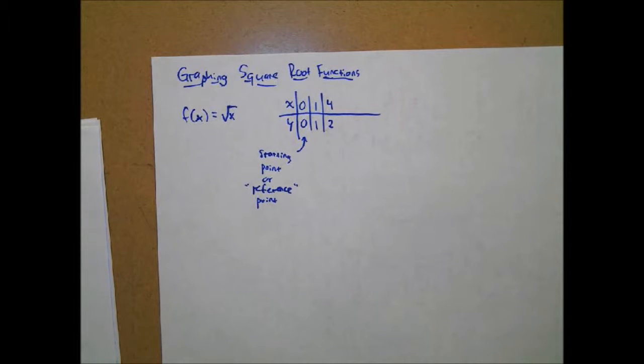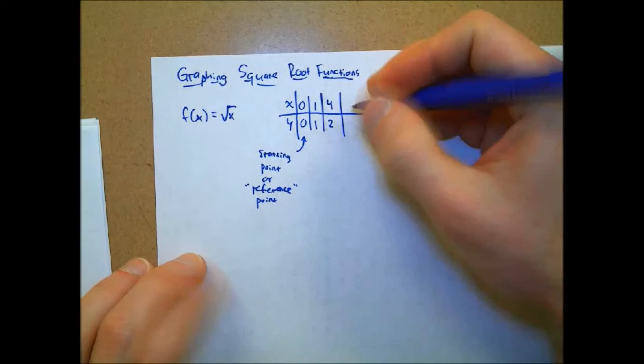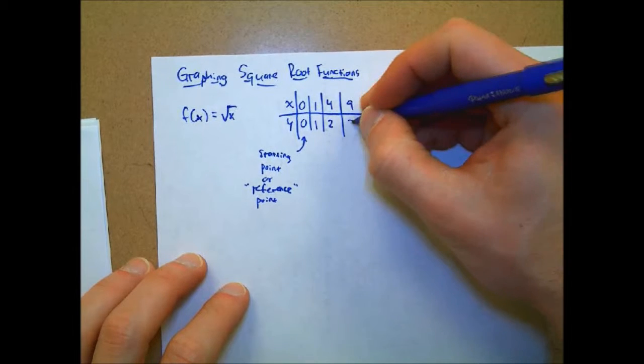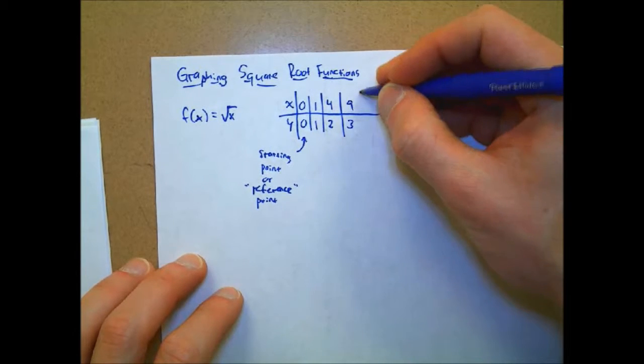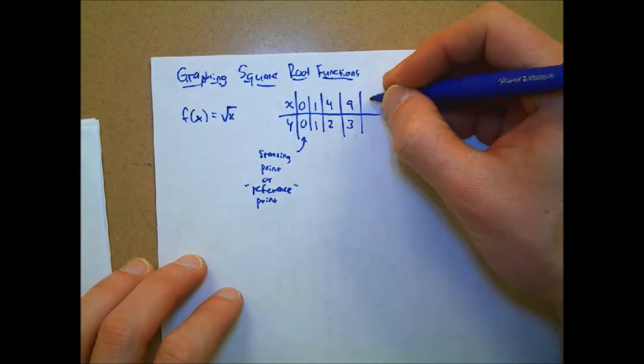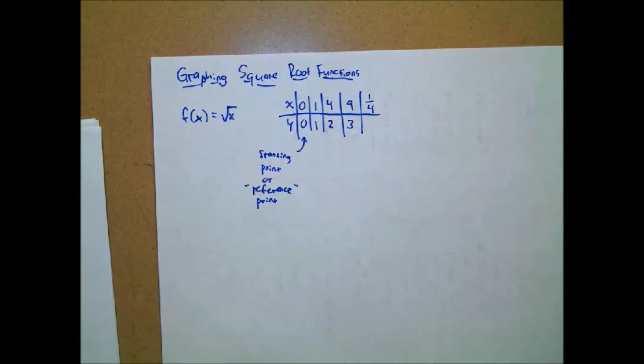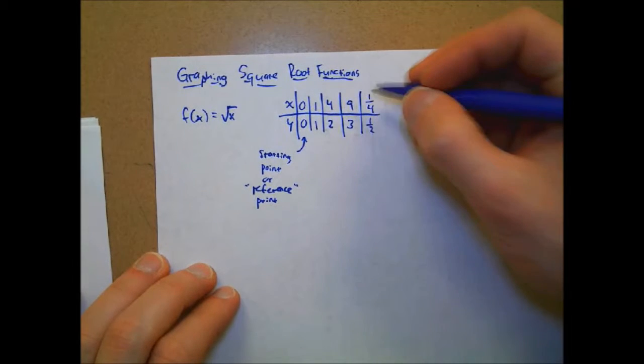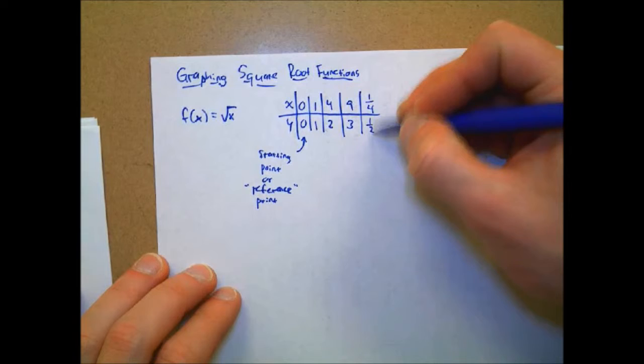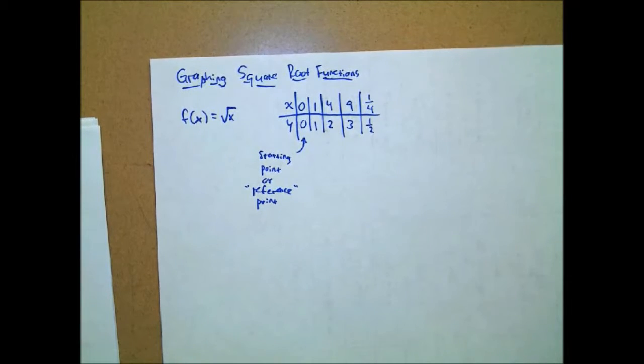Okay. So we can pick some other perfect squares here. 9 gives us 3. If we want to be fancy, we could do something like 1/4 here. What's the square root of 1/4? 1/2. Yes, very good. Square root of 1 is 1, square root of 4 is 2, so the square root of 1/4 is 1/2. Okay, so let's go ahead and graph this and see what it looks like.